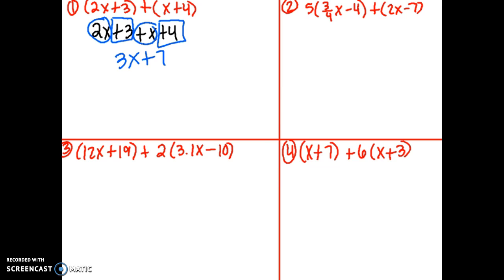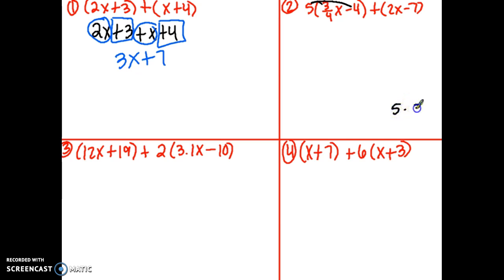Number 2, 5 times 3/4 x minus 4 plus 2x minus 7. So unlike number 1, there's something that I can distribute. I have 5 times 3/4 x minus 4. So I'm going to distribute this 5 to everything inside this parentheses, only the parentheses that it's right in front of. Don't distribute the 5 to anything else in this linear expression.